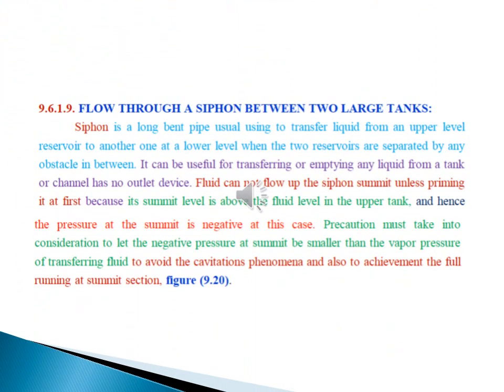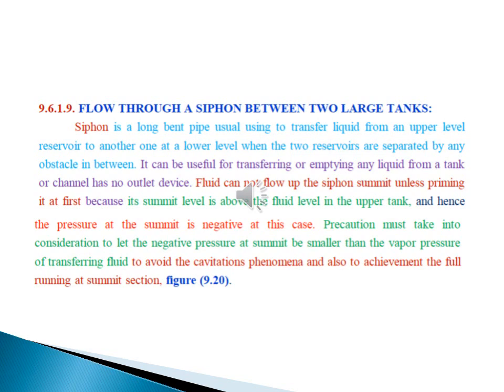Flow through a siphon between 2 large tanks. Really, a siphon is a long bent pipe usually used to transfer liquid from an upper level reservoir to another one at a lower level when the two reservoirs are separated by any obstacle in between.